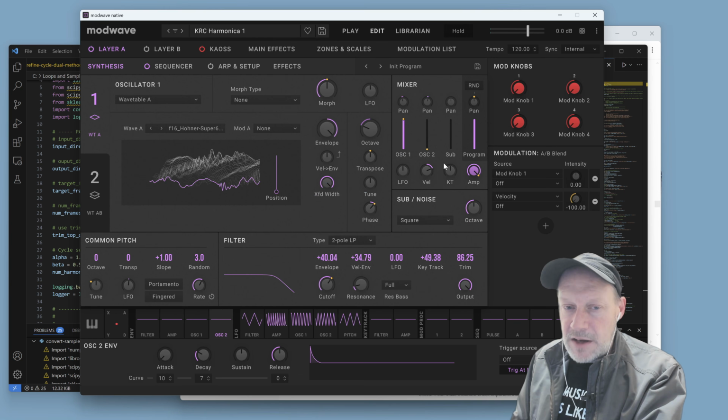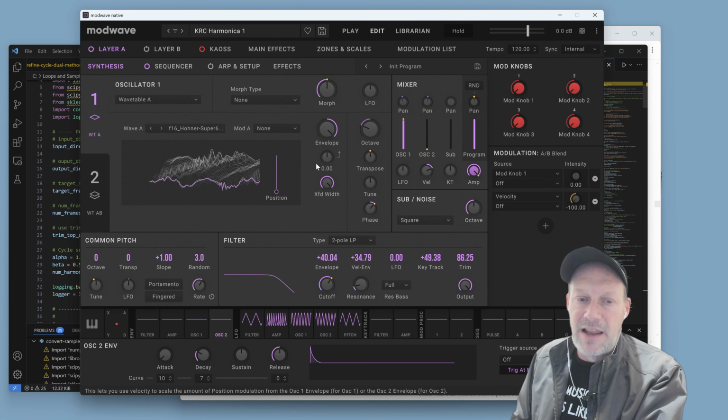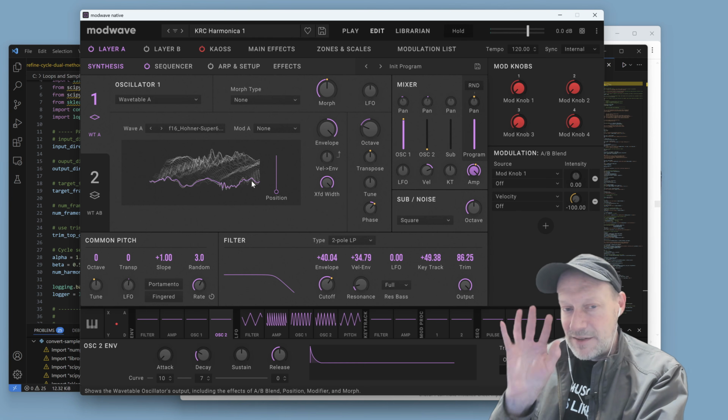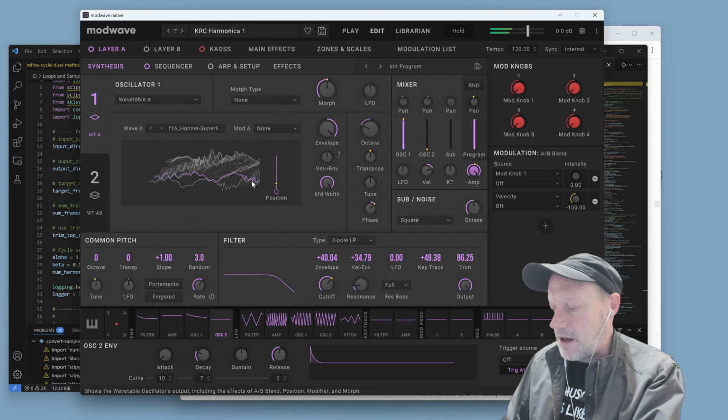Surprisingly, harmonicas converted very well. I love to see this type of waveform, right? So this type of wavetable, we've got the smooth phase progression. You can just know this is going to sound pretty good as long as they got the pitches right.